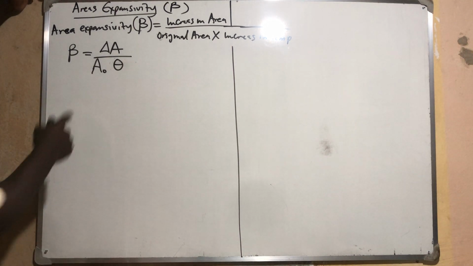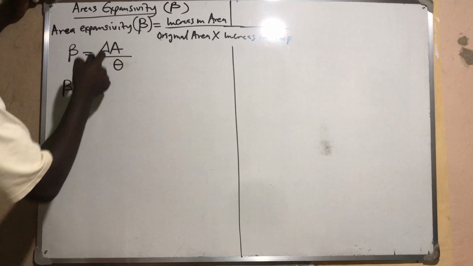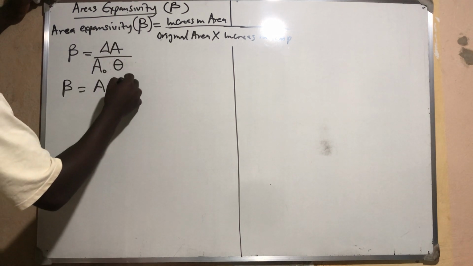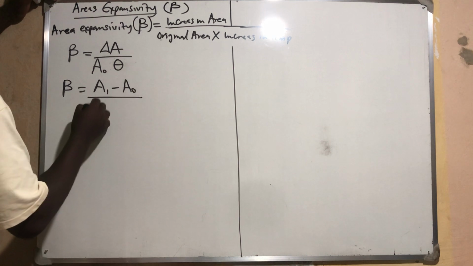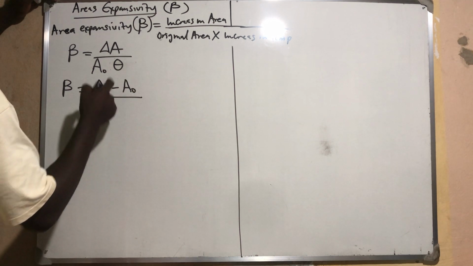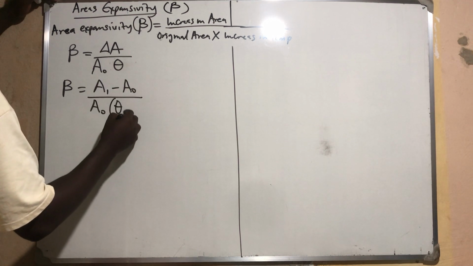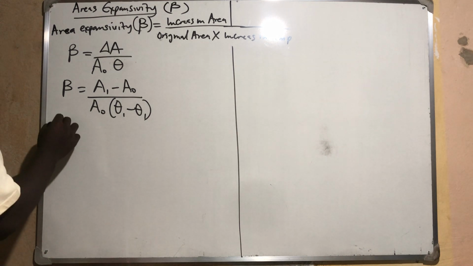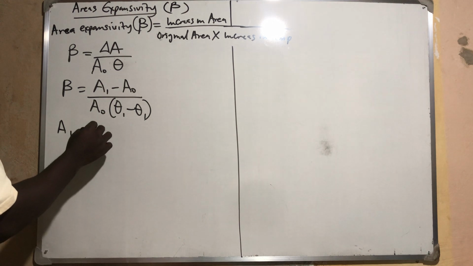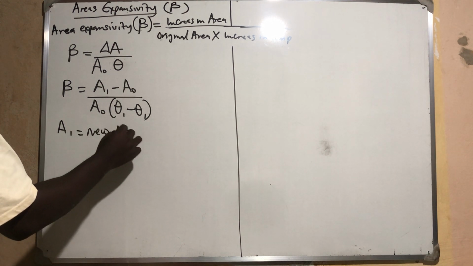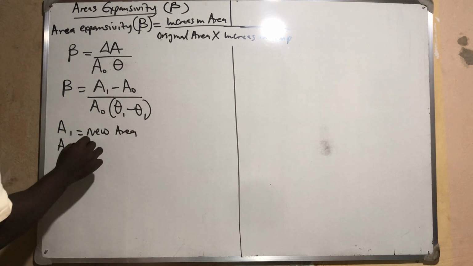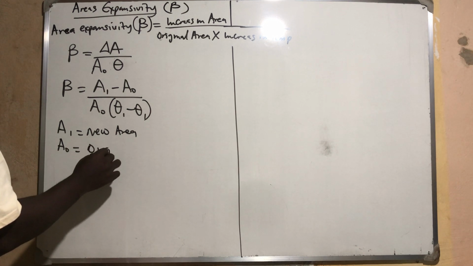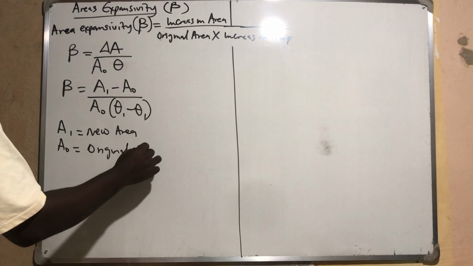All right, so we know that beta will be change in area, which is the new one minus the original one, all over the original one times theta. You know that this means the new one minus the original one. It's a very, very simple formula to remember. Where A1 is the new area and A0 is the original area.